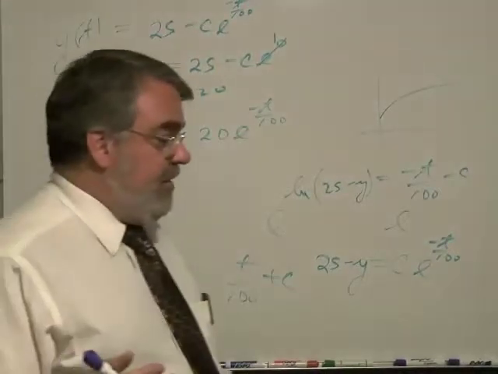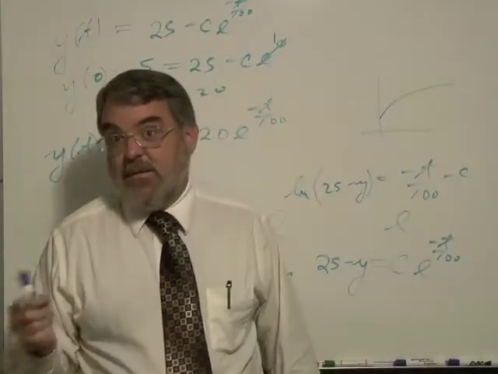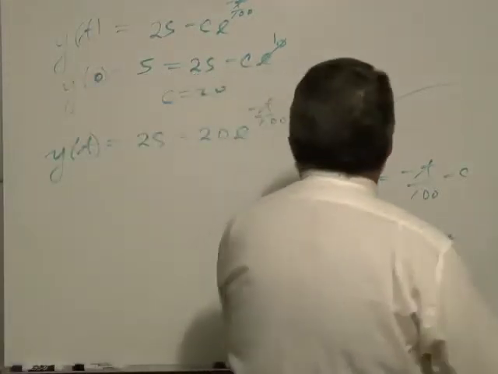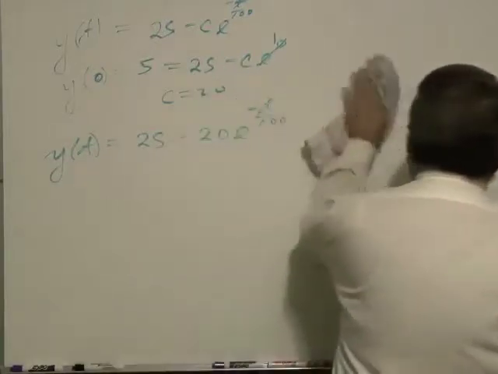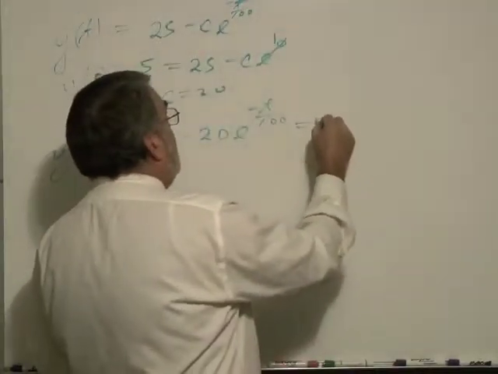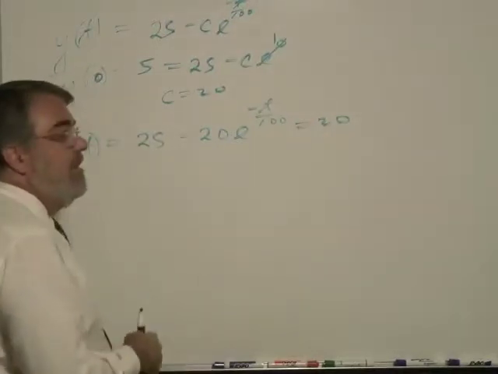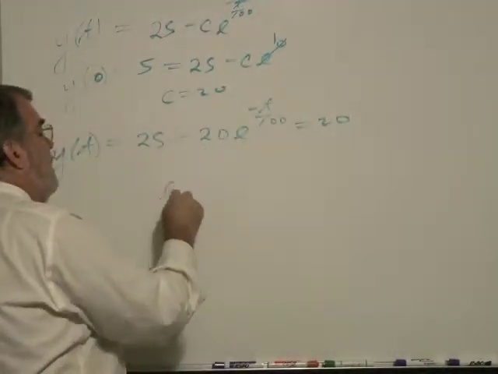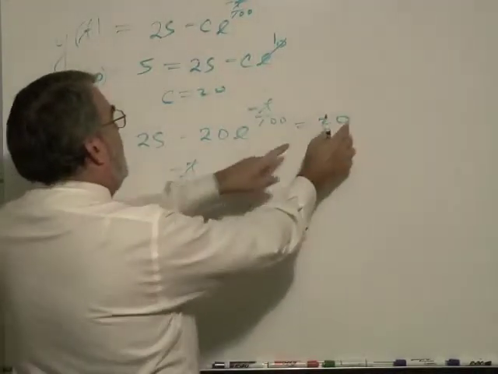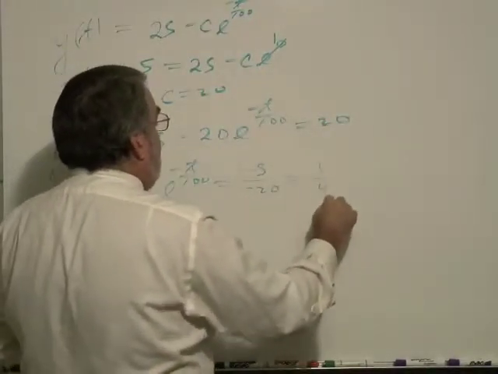Now the last question was how long before there are 20 pounds of salt in the tank? All right, so how long before there are 20 pounds? I'm going to have to set this function equal to 20 and solve for time t. So I'll set this equal to 20 and we'll start solving. I'll subtract 25 and divide by negative 20. So I have e to the negative t over 100 is equal to, let me see, negative 5 divided by negative 20 is 1/4.